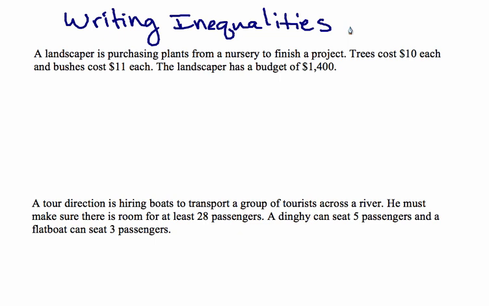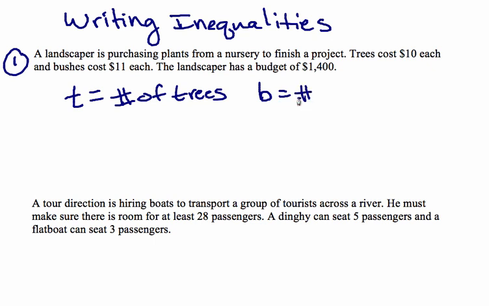So we'll start with our first example here. A landscaper is purchasing plants from a nursery to finish a project. Trees cost $10 each and bushes cost $11 each. The landscaper has a budget of $1,400. So we can say that T equals the number of trees he purchases, and that B equals the number of bushes he purchases.